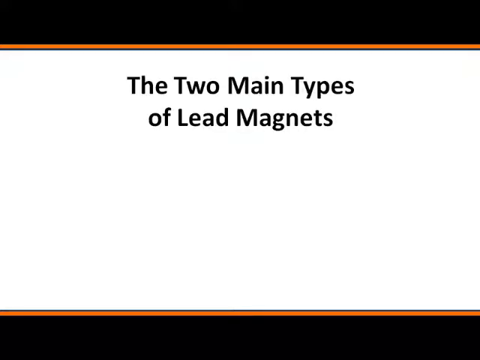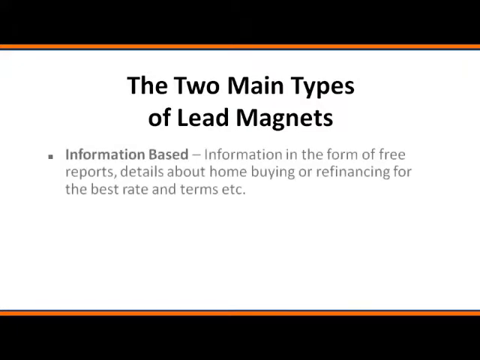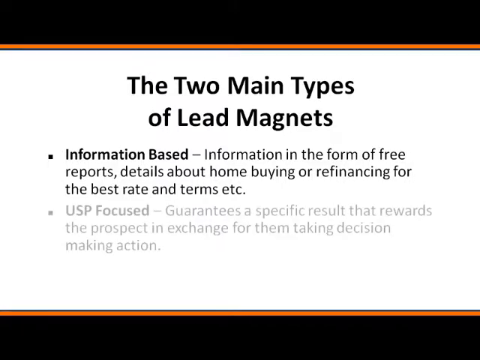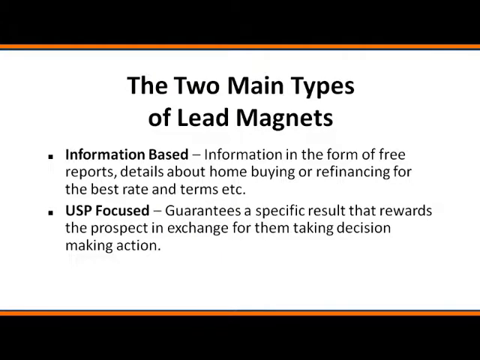There are 2 main types of lead magnets. The first one is information-based. This is information in the form of free reports, details about home buying or refinancing for the best rate and terms, etc. And then there's a USP-focused lead magnet, which guarantees a specific result that rewards the prospect in exchange for them taking action and making a decision now.